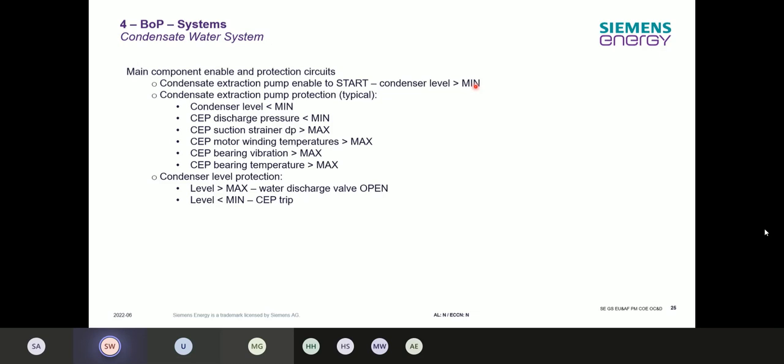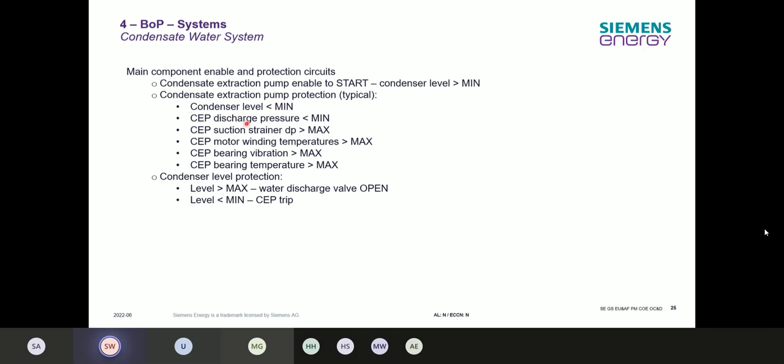There needs to be a certain level inside the condenser. When this level is not there, you are not able to start the condensate extraction pumps. And then we have pump protections. Typically, what we have is condenser level min, which is what we just discussed. So when the level is min, to protect the pump from too low NPSH, we have the condenser level protection in here.